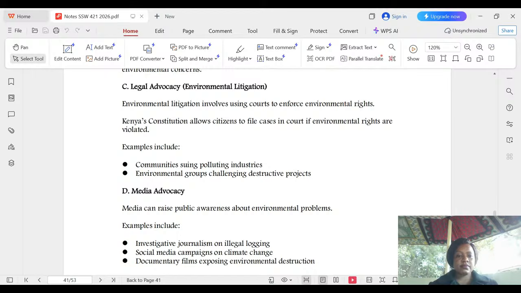Examples also include environmental groups challenging destructive projects.